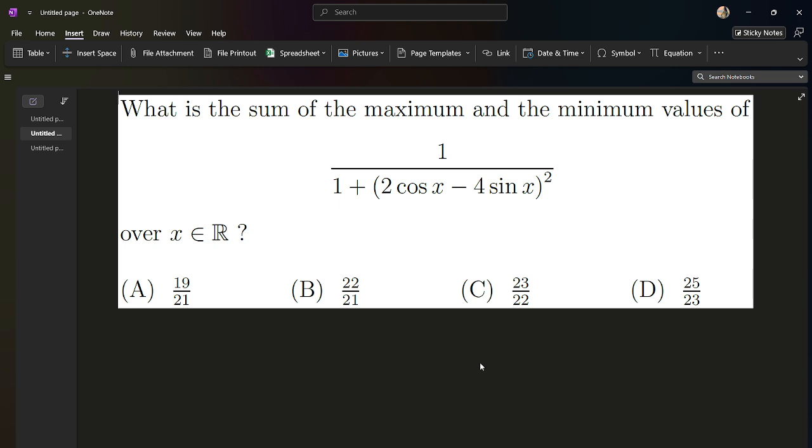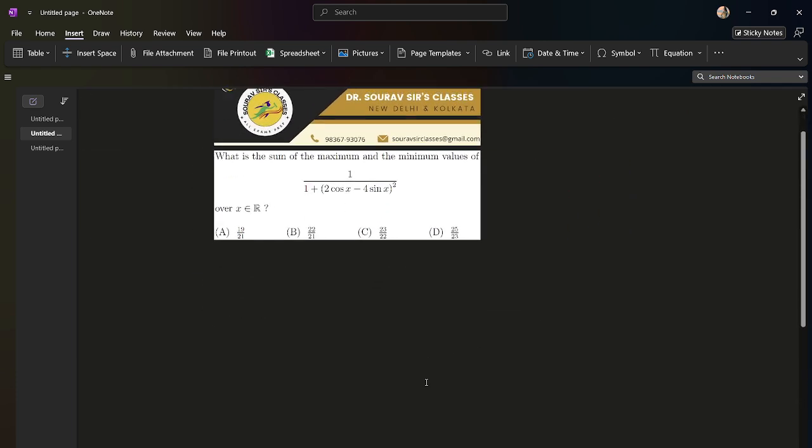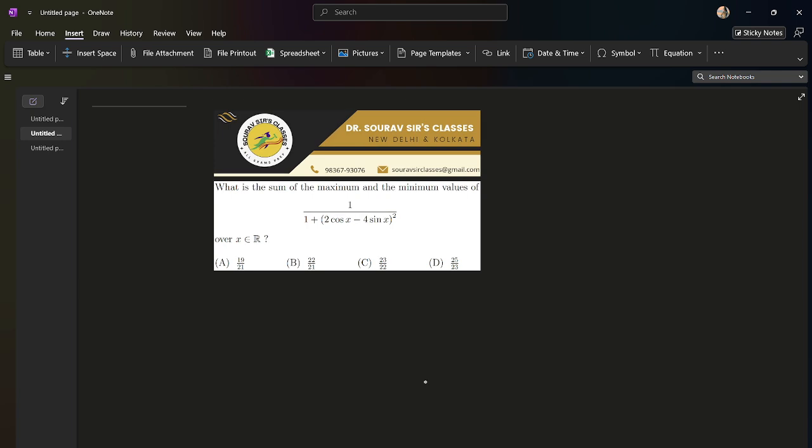So what can be done in this case? I am telling you that this question appeared in the MCQ section of the entrance test examination of ISI MTech QROR. So now we are going to find the maximum and the minimum values of the expression given in the question, which is 1 by (1 plus 2 cos x minus 4 sin x) whole square.